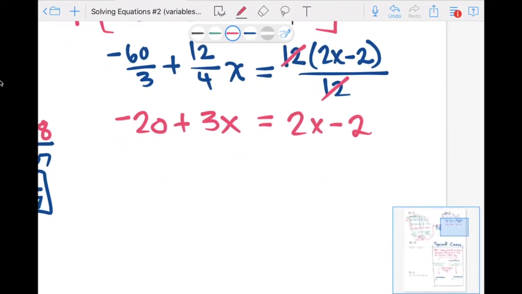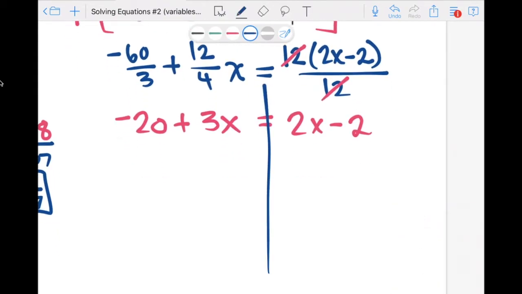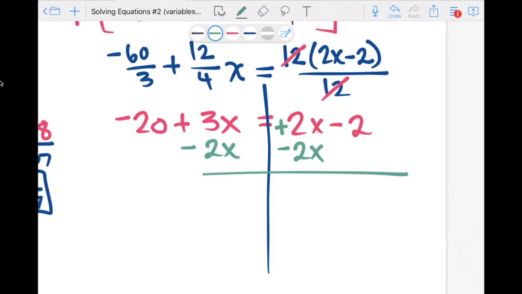So now, first, can we simplify the expression on the left? We can't. Can we simplify the expression on the right? We also can't. Do we have variables on both sides of the equal sign? To that, we say yes. So we're going to get them together by adding or subtracting the entire term. Because that 2x is a positive 2x, I'm going to do minus 2x, and then whatever I do to one side, I do to the other. 2x minus 2x is 0. So on the left side, I'll bring down my negative 20. 3x minus 2x is a plus 1x, or just plus x, and then I'll bring down my negative 2 on the right side.